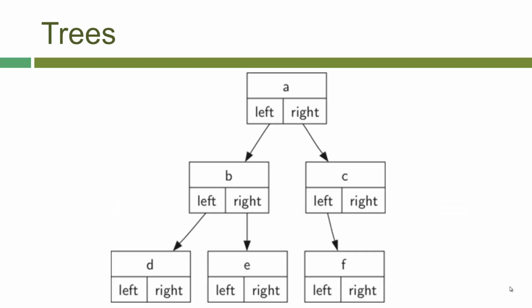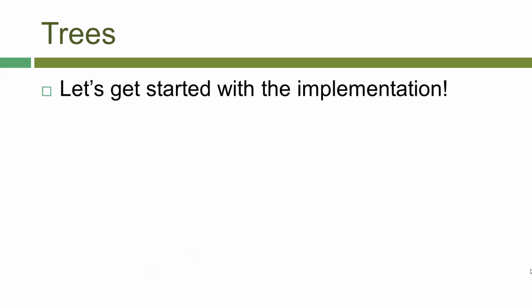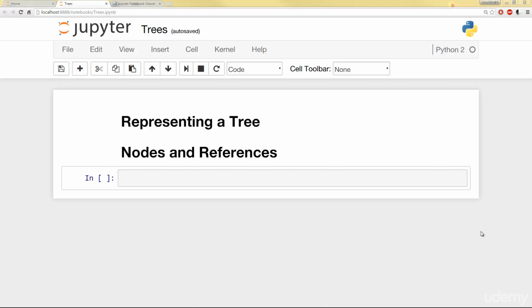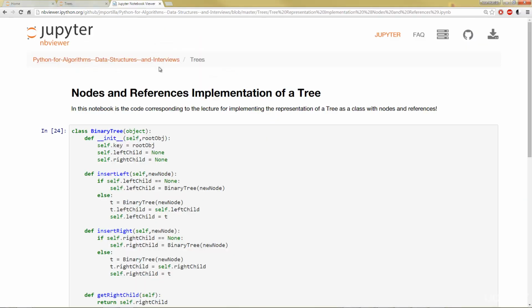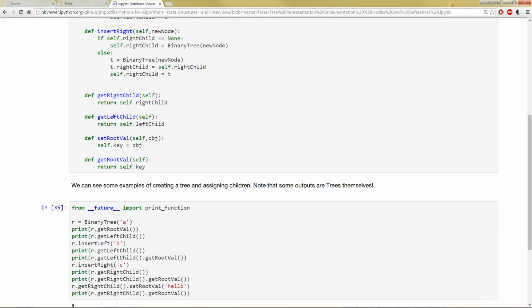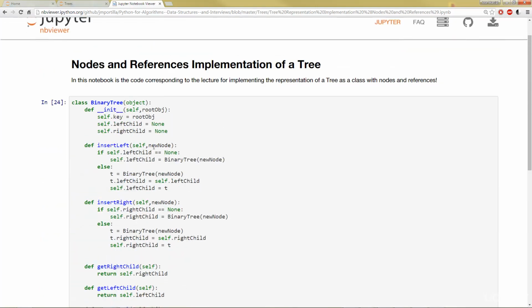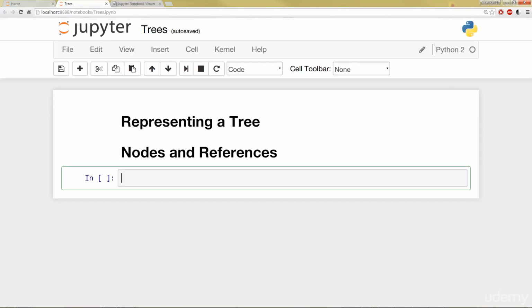Just a reminder, this is the kind of tree we're going to try to implement using object-oriented programming with nodes and references. Here you can see nodes A, B, C. You have A as your root node, and it splits off into left and right children. Let's go ahead and implement it. Now I'm here at the Jupyter Notebook representing a tree, nodes and references. As always, there's a reference notebook under the trees folder. This is the code we're going to be implementing here, and here are some examples of the code being used. Let's go ahead and get started.